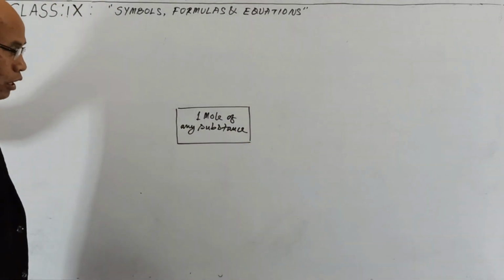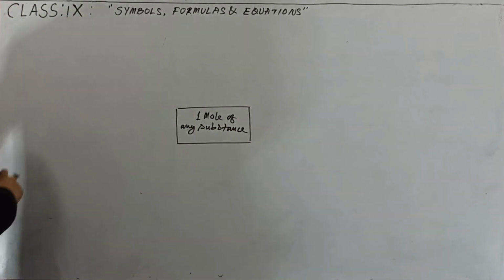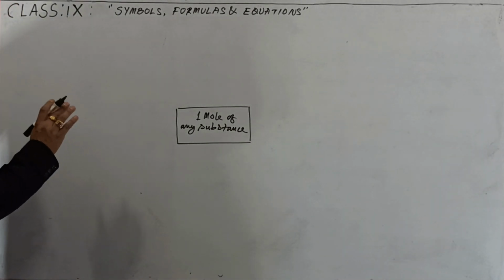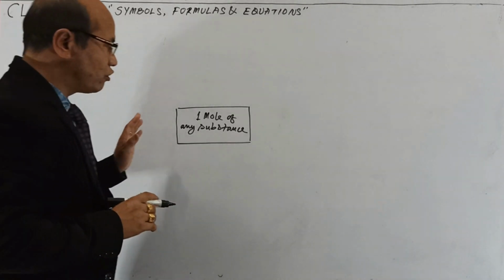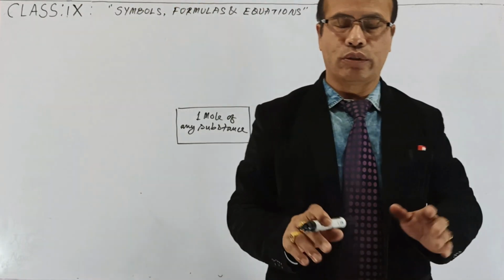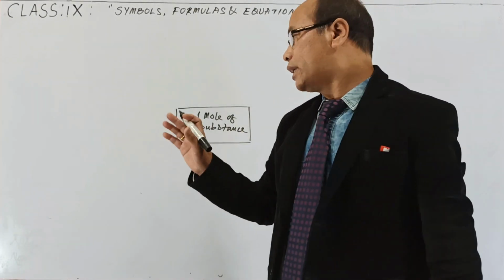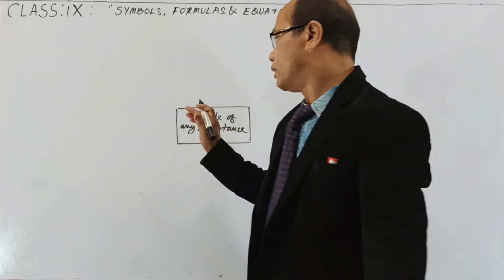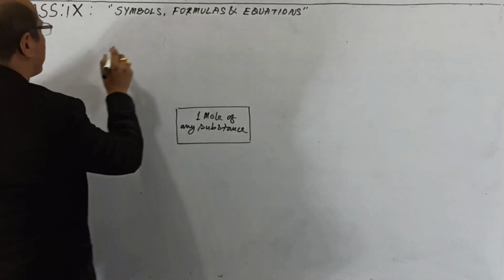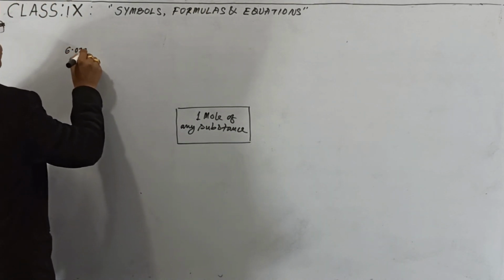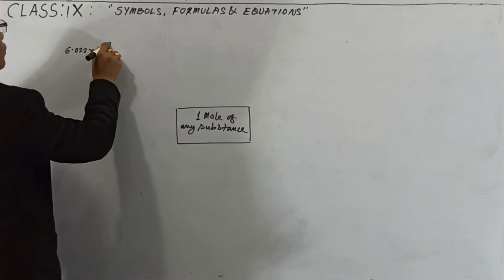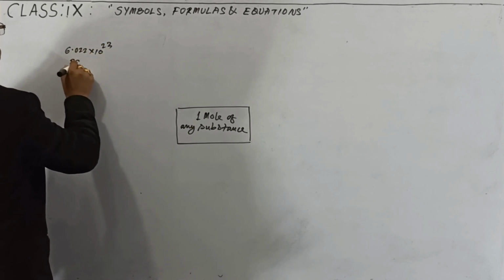You can take 1 mole of any substance. When we say 1 mole of a substance, and you want to find out the number of particles contained in that 1 mole of the substance, then it is equal to, you can write like this, 6.022 into 10 to the power 23 particles.